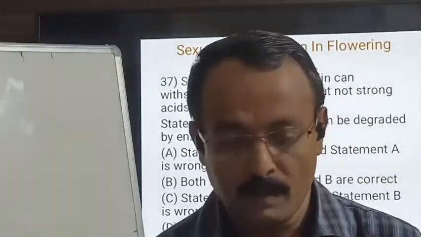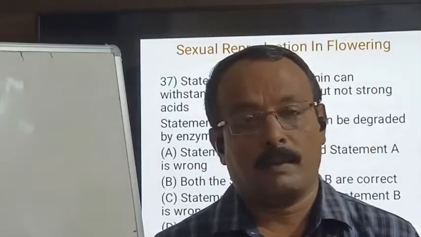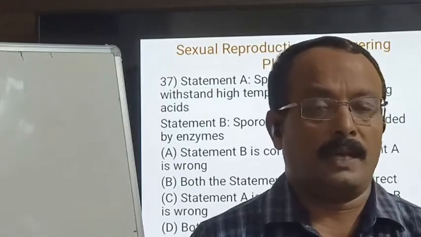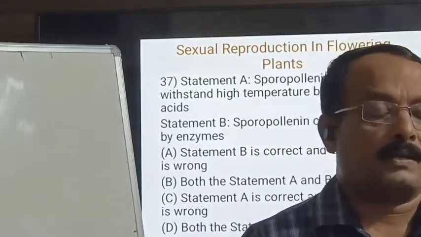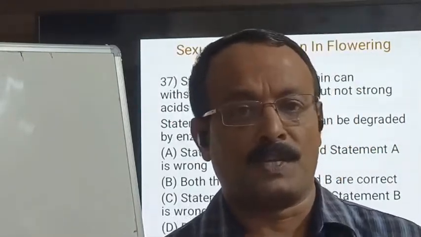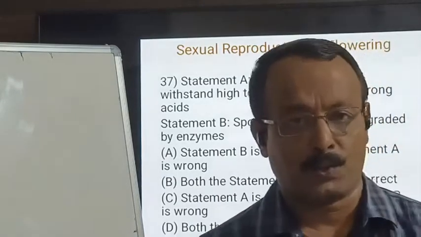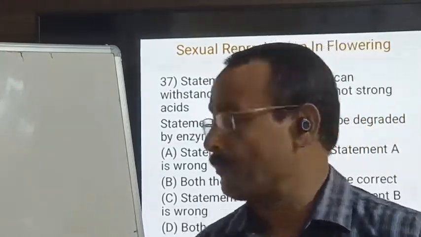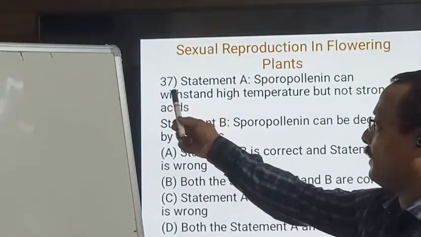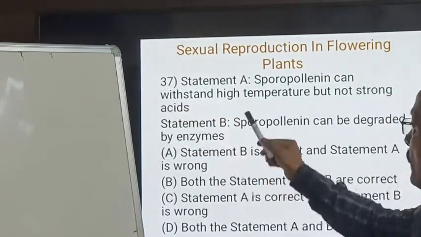Okay, students. So let us continue the NEET and CET questions of the chapter Sexual Reproduction in Flowering Plants. In last class we discussed around 36 questions. Now let us continue the questions. The next question, 37th question.